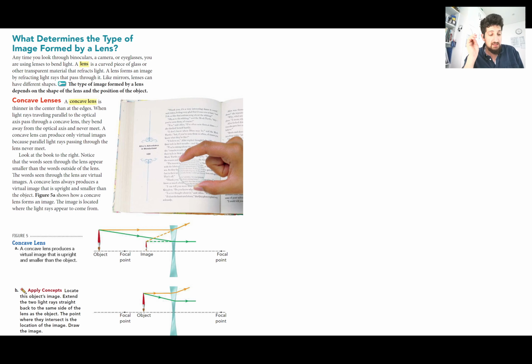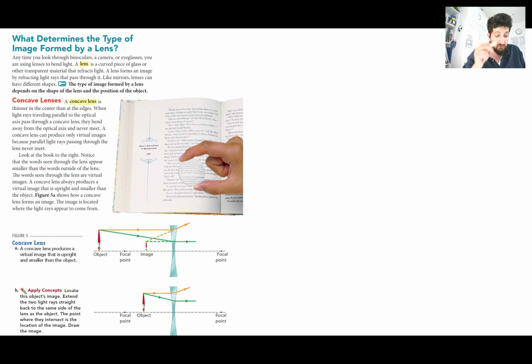A concave lens is thinner at the center than at the edges. So this is what it looks like. At the center, it's very, very thin compared to the edges. Okay? When light rays travel parallel to the optical axis, this is called the optical axis, yeah, through a concave lens, they bend away from the optical axis and never meet again. A concave lens can produce only virtual images. Only virtual images. So that's the first thing I want you to know.